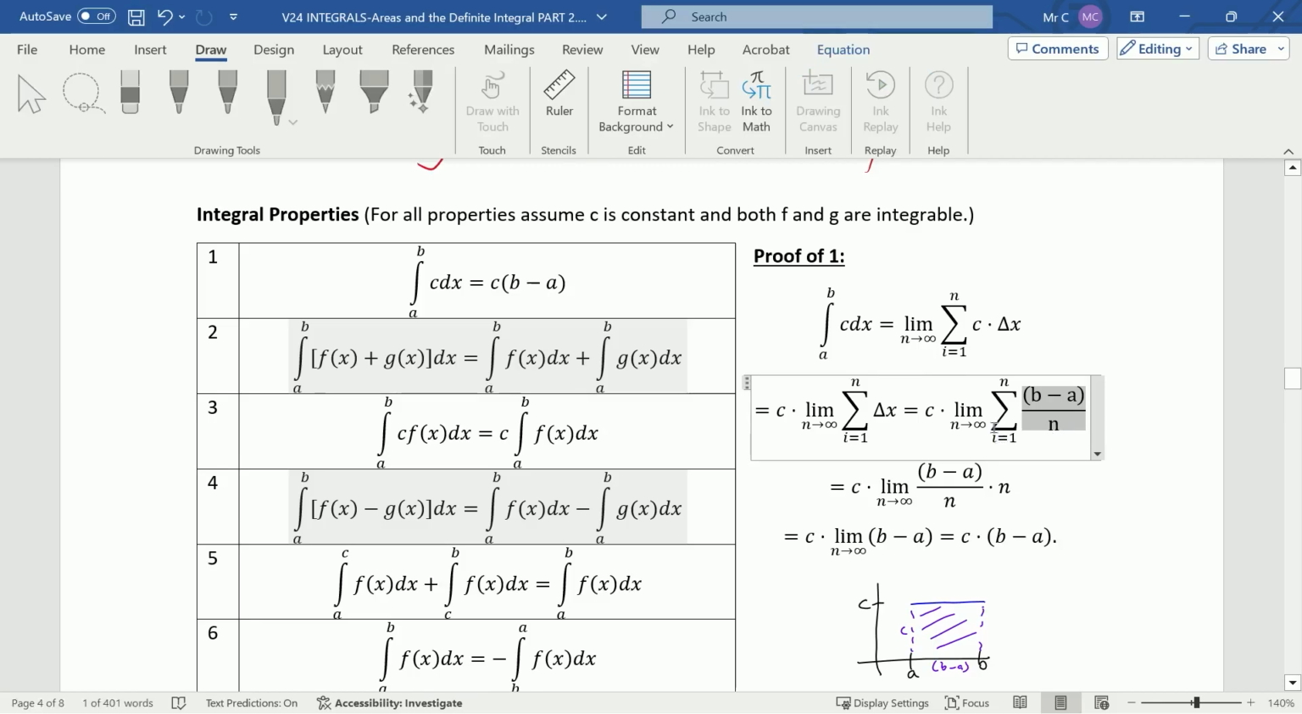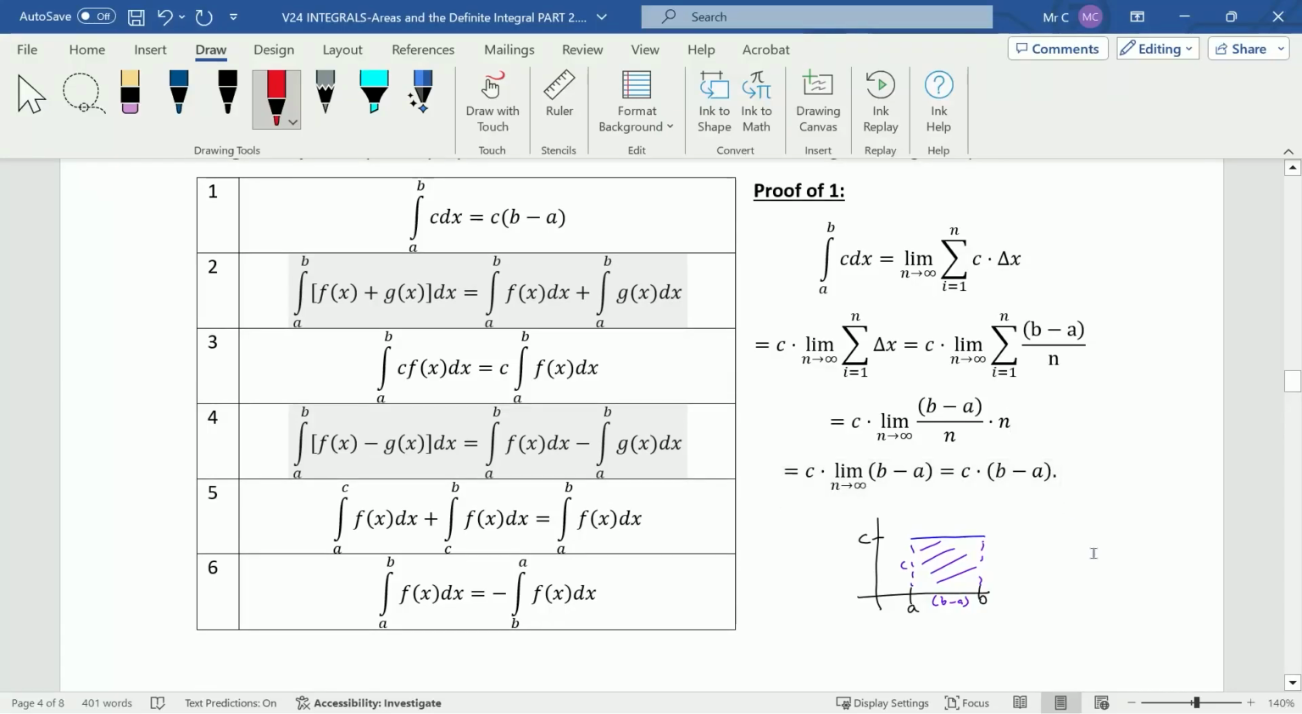This is a constant in terms of the sum. I'm adding this number to itself n times, so I get (b minus a) times n over n. The n's cancel. That's the limit of b minus a, but again, that's now a constant for this limit. And so the limit of a constant is the constant. I just get c times (b minus a).